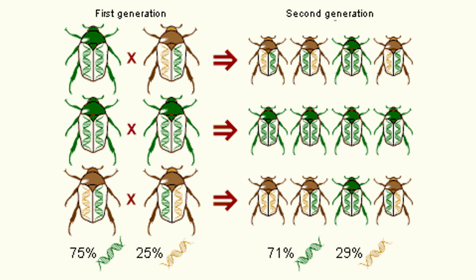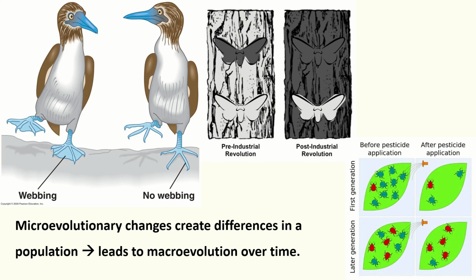Okay, over time through some microevolution in the second generation, we end up with 71% green alleles and 29% yellow alleles. A minor change, but one that will compound over time and result in effectively probably a yellow population at the end of it. Some other examples that we can see here of, as we said before, microevolution causing differences in a population. As that builds over time, we end up with macroevolution.